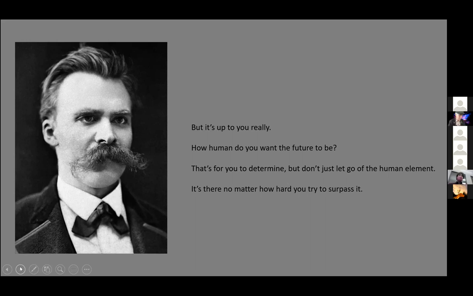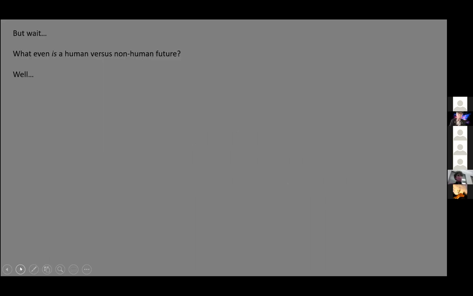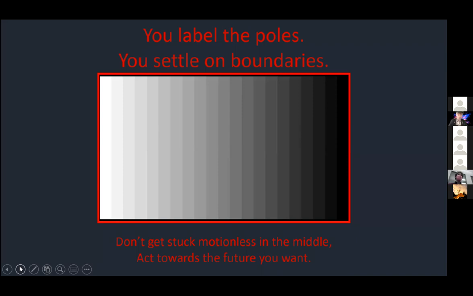It's there no matter how hard you try. So going back to that essential question that started this whole philosophical discussion of what even is the human versus non-human future, well, it's a spectrum. It's all of it. It's the whole spectrum. And you label the poles. You settle on the boundaries. You just can't get stuck motionless in the middle.